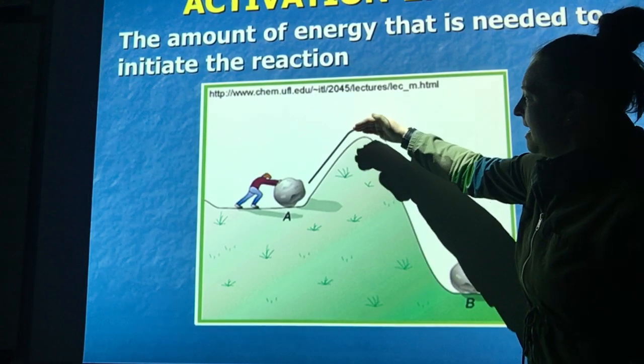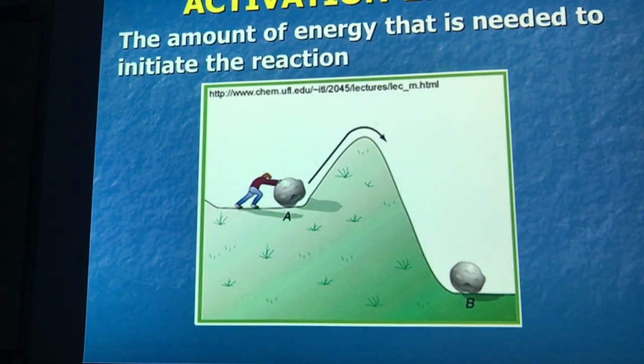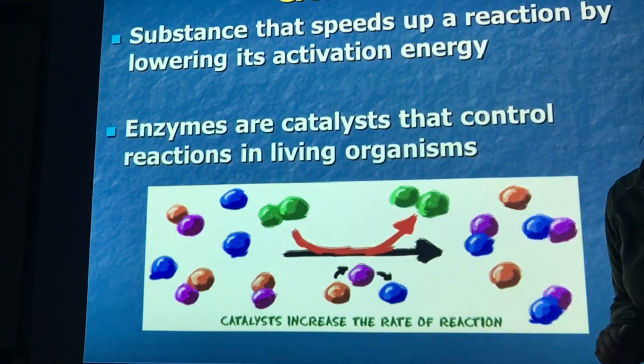So a catalyst is just going to lower this hill. Yeah, that's it. It lowers the hill. I love that visual. So that's what we mean. It speeds up the reaction by lowering the activation energy.